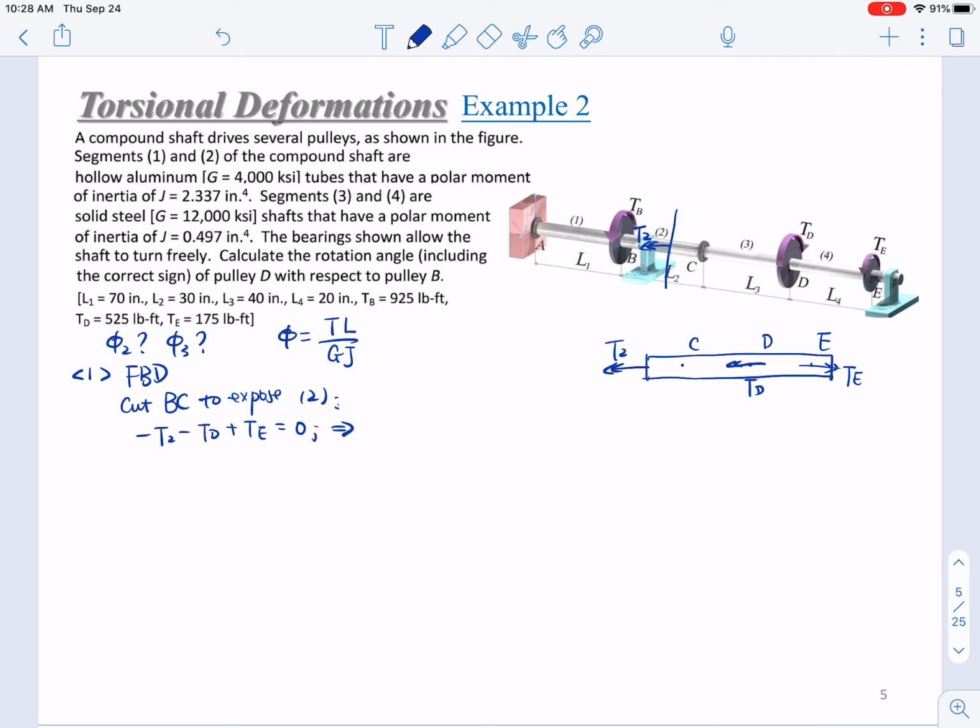So from here we can get T2 equals negative TD plus TE. This is negative 525 plus 175, that is negative 350 pound feet, since this is the unit that has been given.